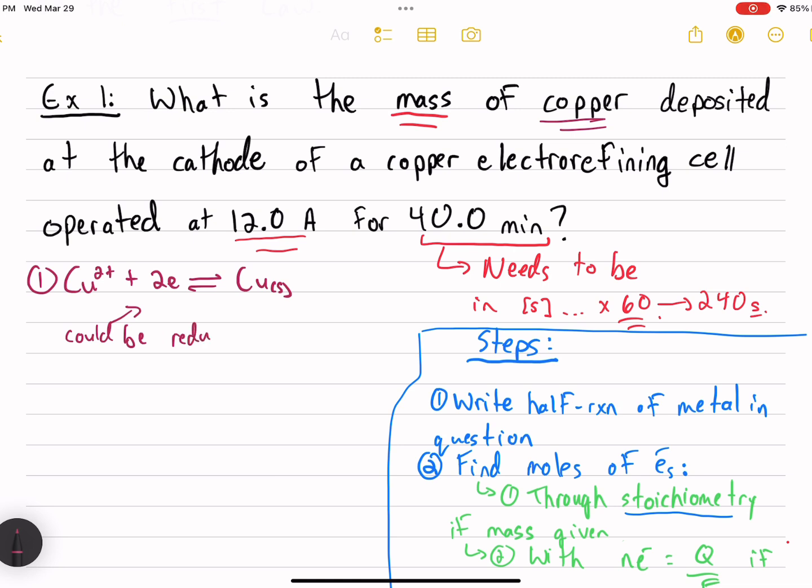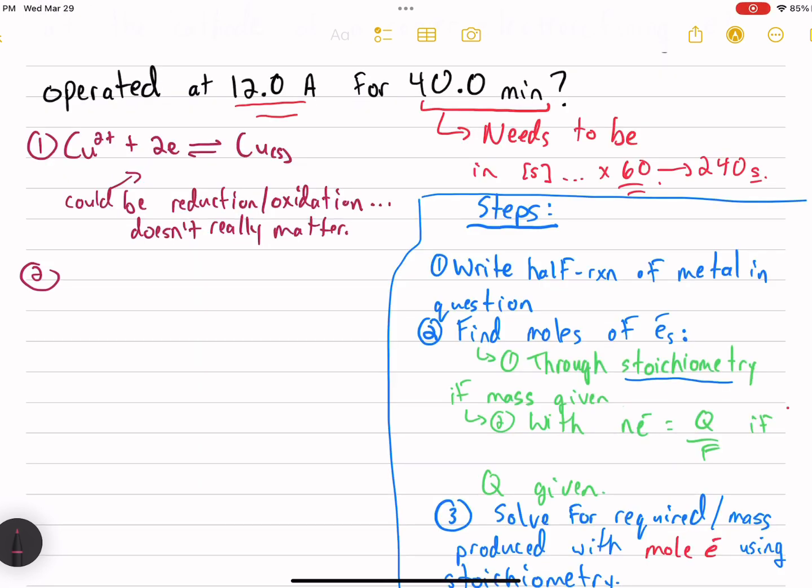Now, one thing I do want to keep in mind is that you could write this as a reduction or oxidation half reaction. Sometimes you'll have the mass at the anode disappearing, and so that would be an oxidation reaction. But remember that the equation would just be written backwards, and so the proportions would be the same, so it doesn't really matter. The second step is that we're going to get the moles of electrons.